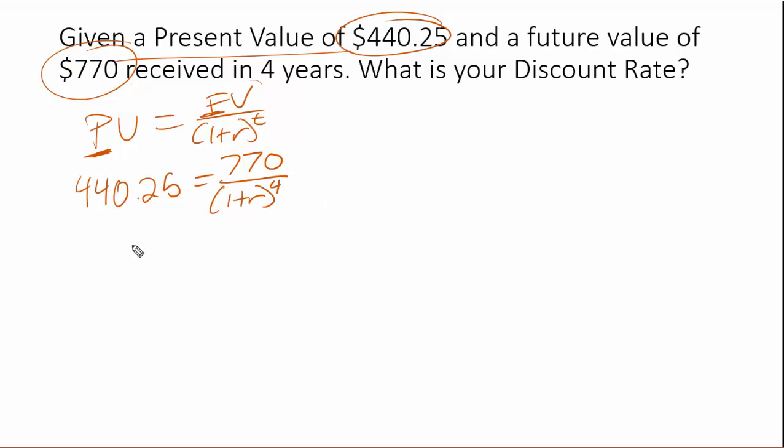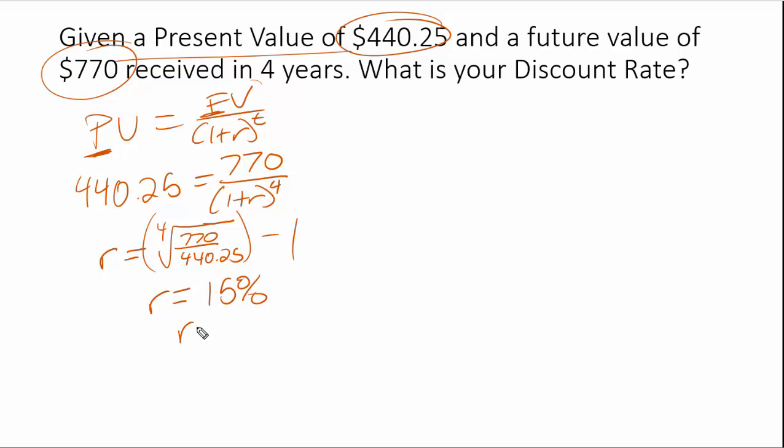We do a little bit of solving around here, and then we end up knowing that r is equal to the 4th root of 770 divided by 440.25, and then we subtract 1 off of that. If we do that math, that tells us that our r is going to be 15%. More precisely, r is going to be equal to 0.15.